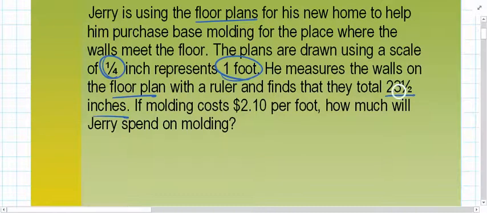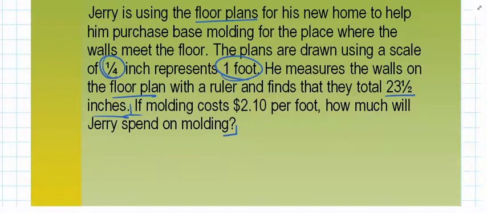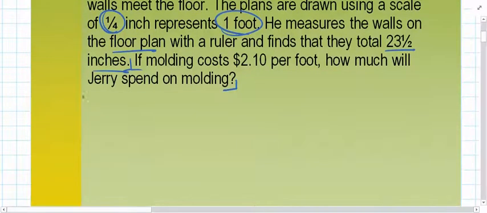At this point, if we know the length of the measurement on the floor plan, we can actually turn that into a real world measurement. We know how to convert those, or at least we'll be able to figure it out. The second half of this problem goes on to state that if the molding costs $2.10 per foot, how much will he spend on molding in total? So the first thing I'd like to do is find out the real life measurement.